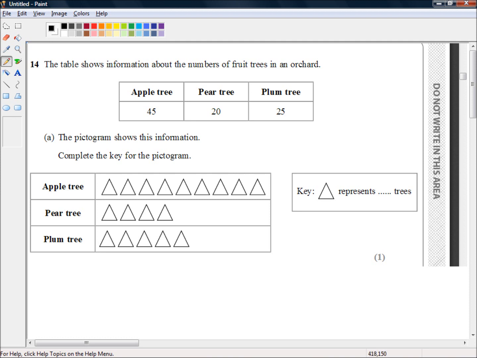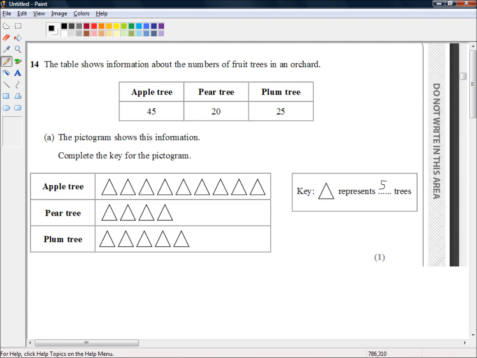And just to be absolutely sure, there are 1, 2, 3, 4 triangles to represent 20 pear trees, and 4 times 5 is indeed 20. And just because I'm going to be absolutely paranoid about possibly making a mistake, I'm going to go with the plum trees as well. There's 1, 2, 3, 4, 5 plum trees, and 5 times 5 is indeed 25. So I'm now triply certain that one triangle represents 5 trees.